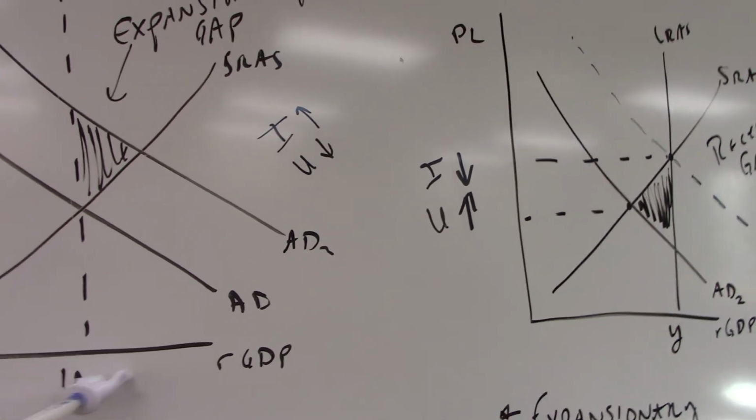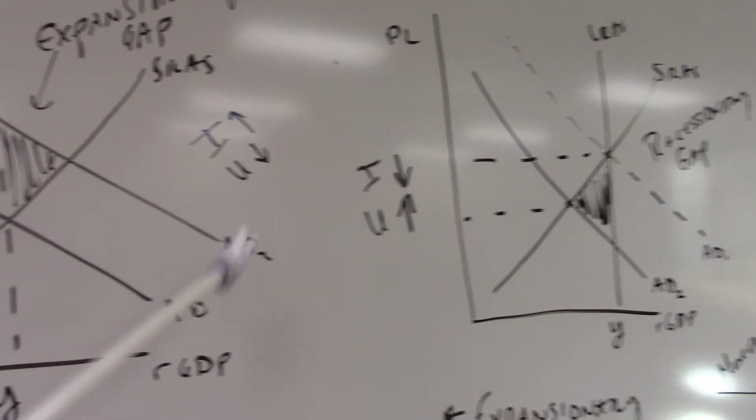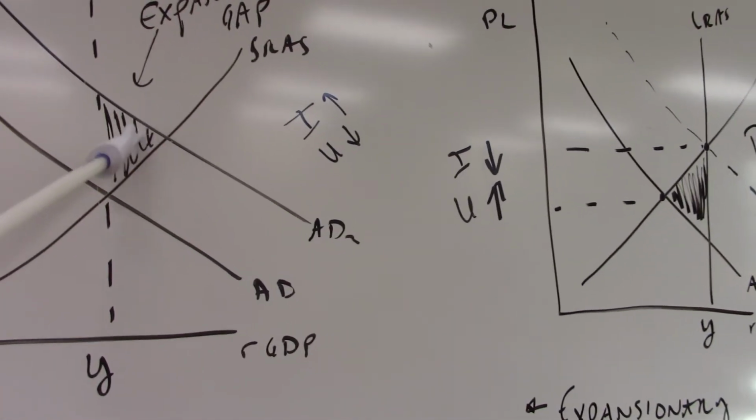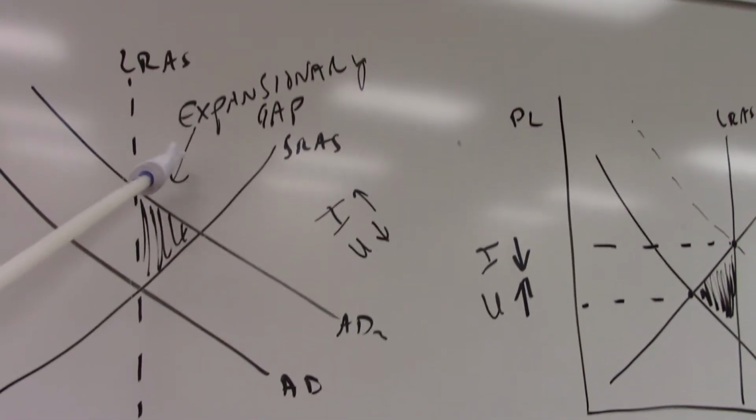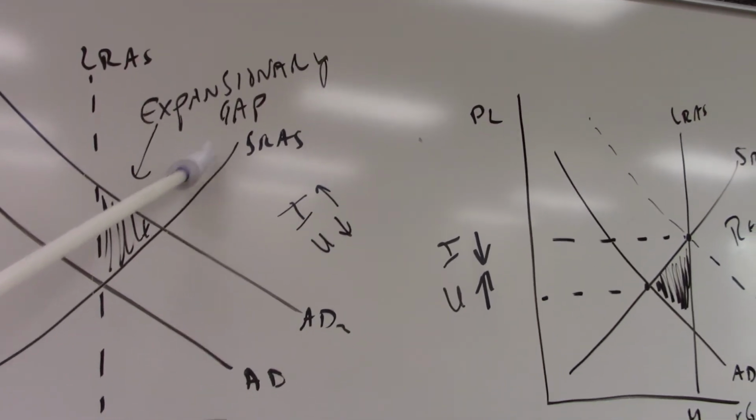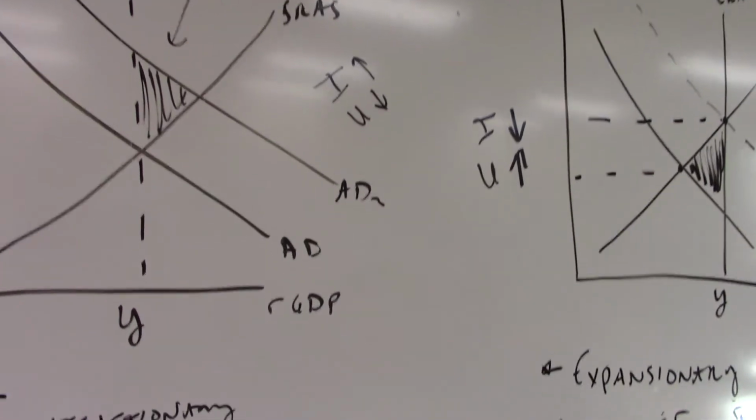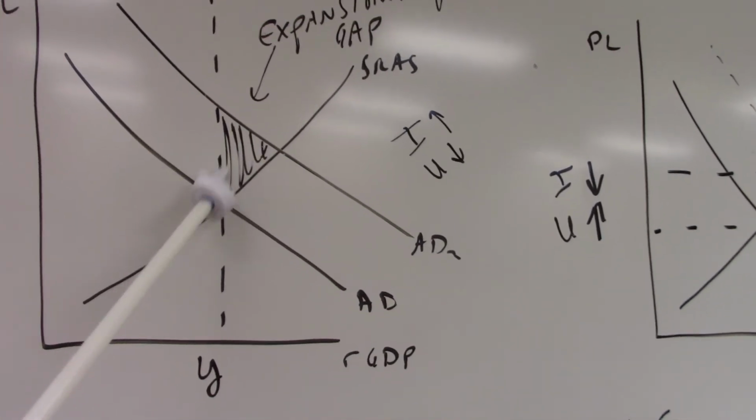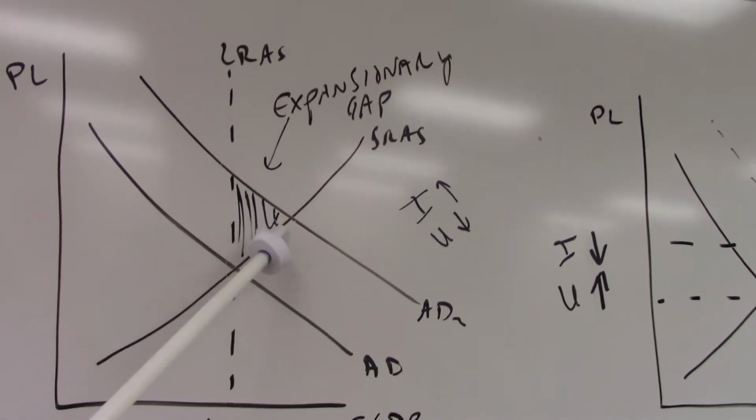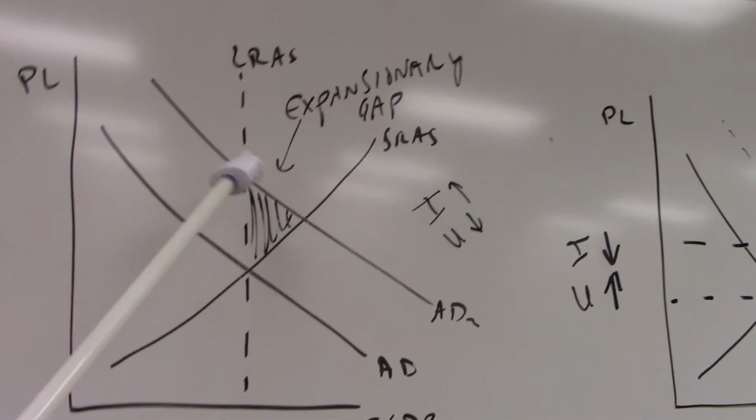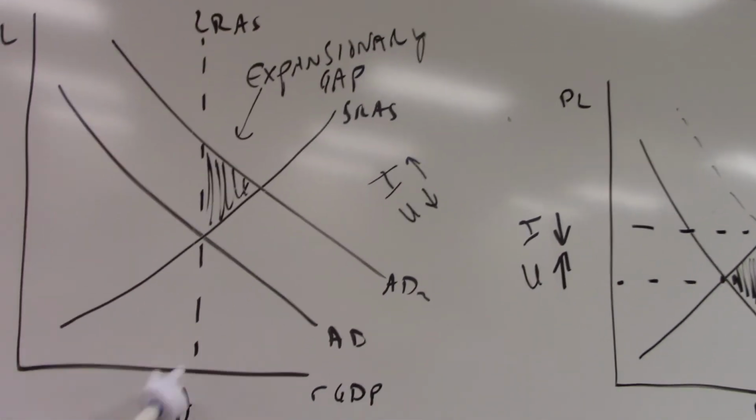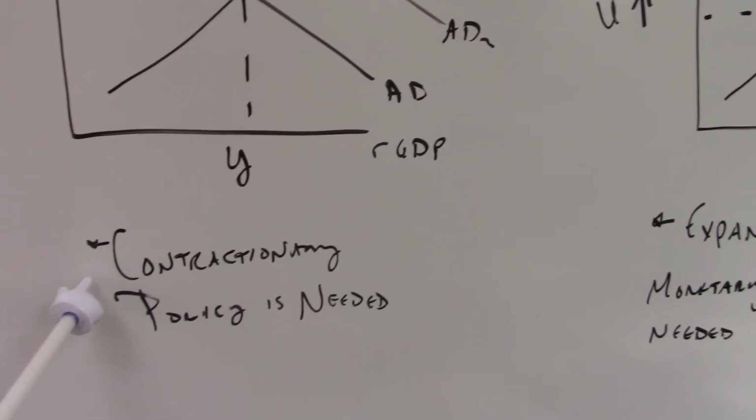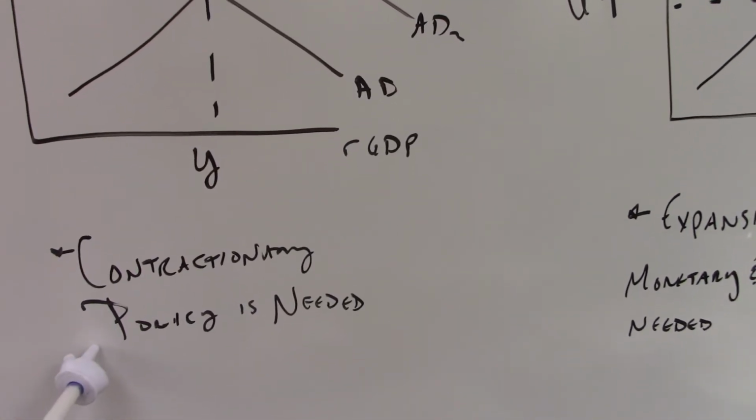Employment is actually increasing, which would decrease unemployment, and we are here. So this shaded in area is an expansionary gap, which means that the economy is actually moving too fast and it's not sustainable. We are consuming and producing outside, in theory, of our PPC. So what do we do? We use contractionary monetary and fiscal policy. Let's move to the next one.